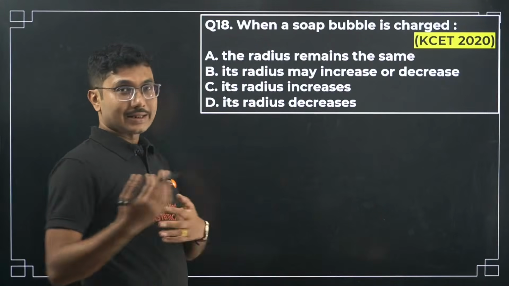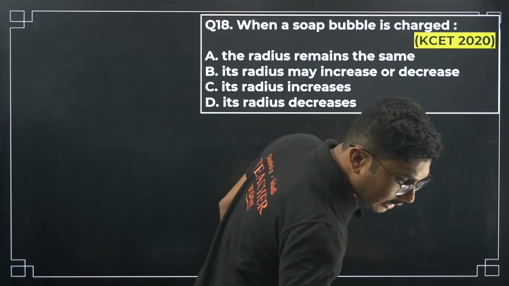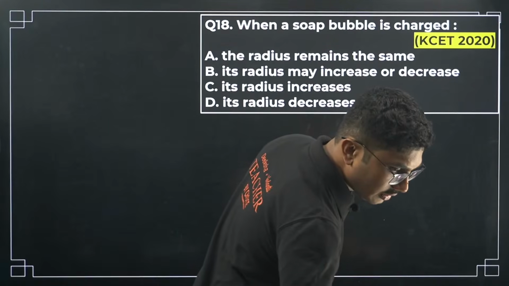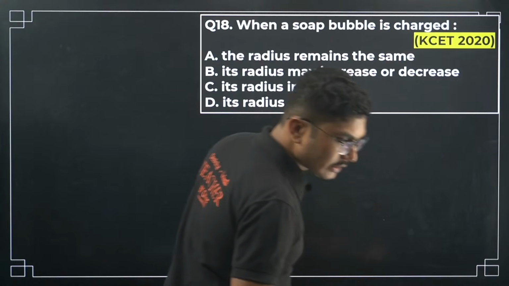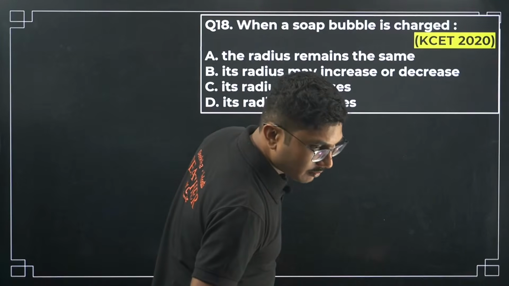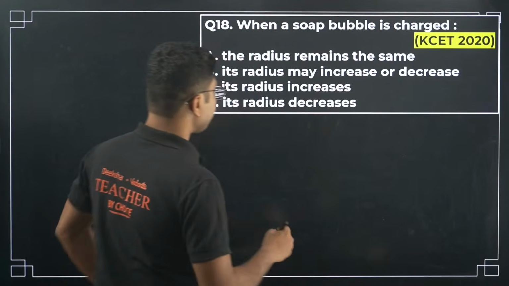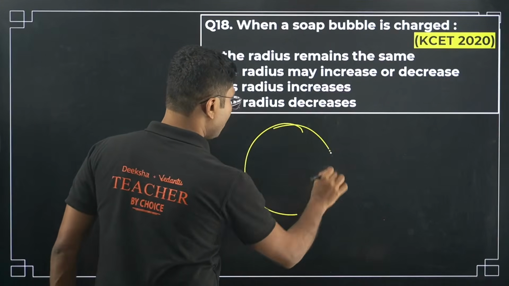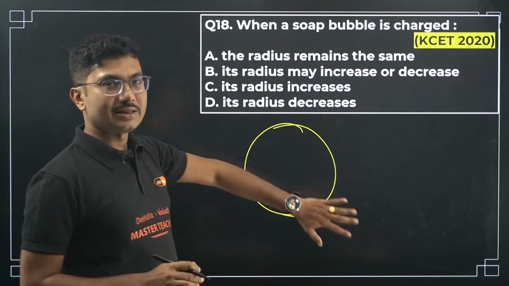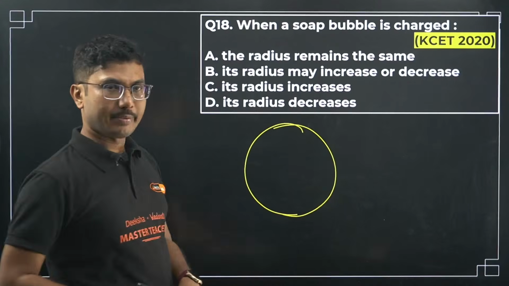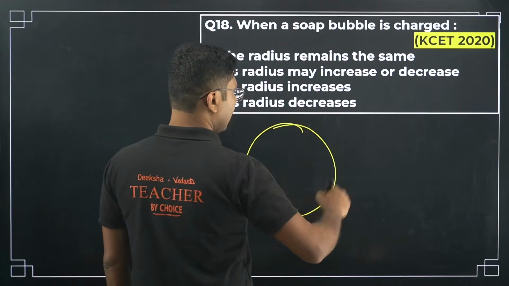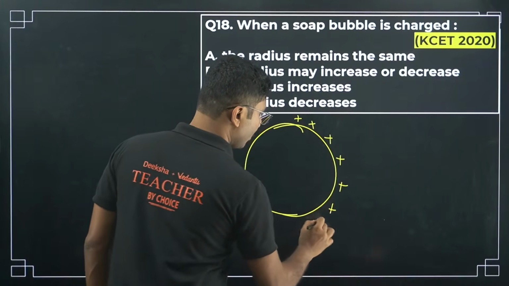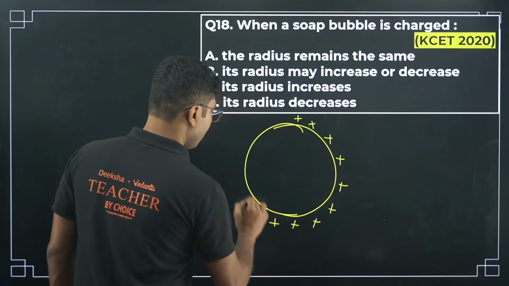Yes, Madhavi, Satish, you are correct, and I think most of you will answer it correctly. Manjula, Alan, everyone is correct. So let us understand why it is so. We have a soap bubble. Nothing is inside a soap bubble, only air is present, and we have charges on its surface. Suppose it is a positively charged soap bubble.